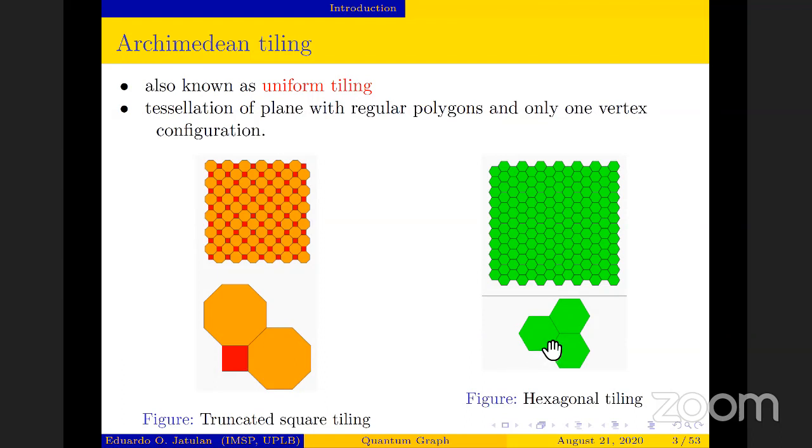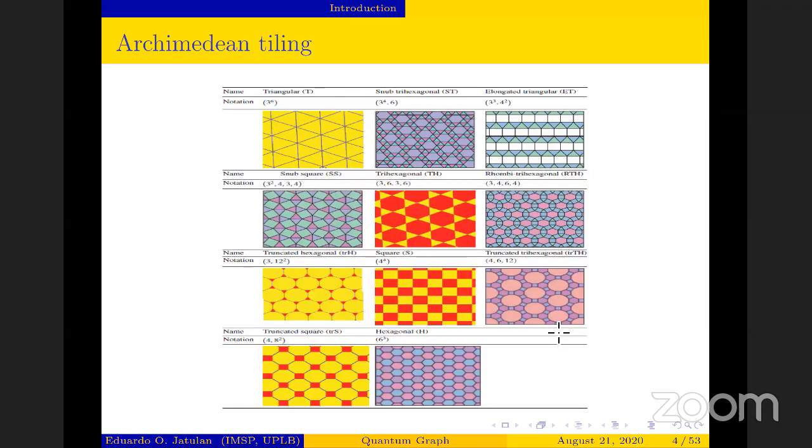Another example is the hexagonal tiling. At every vertex, we have three hexagons around the vertex, and throughout this plane, every vertex, as we can see here, only has hexagons around it. That's why we call it the uniform tiling. And it is also known that we only have 11 Archimedean tilings that we can do.